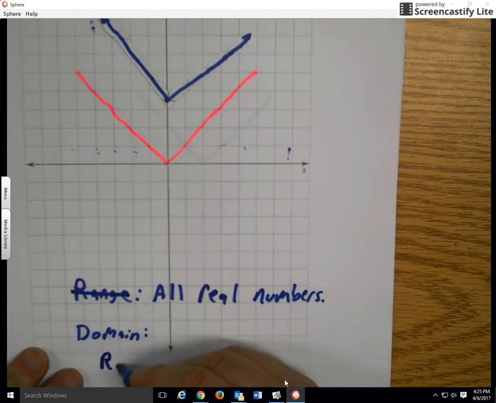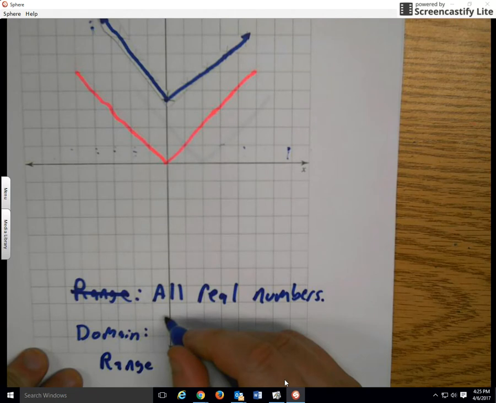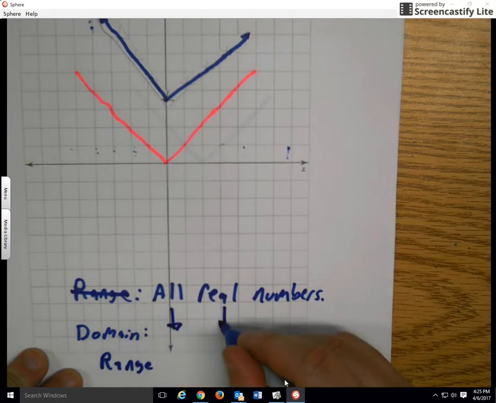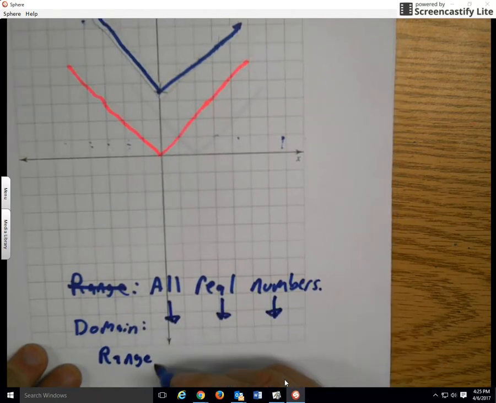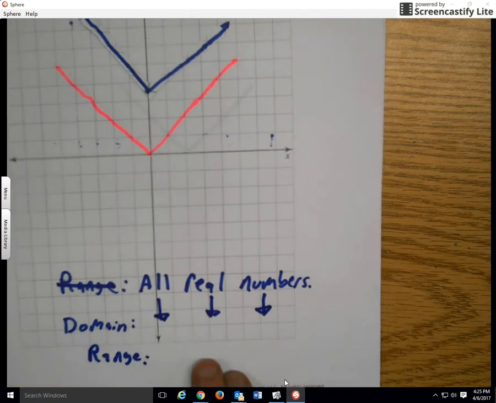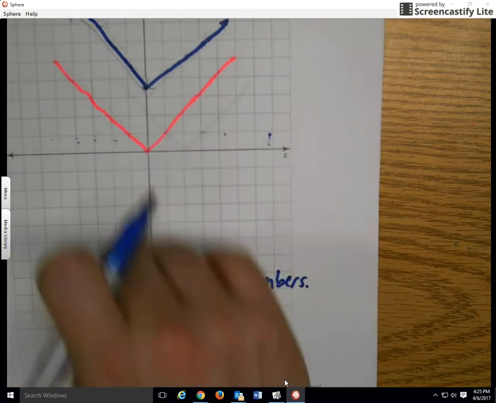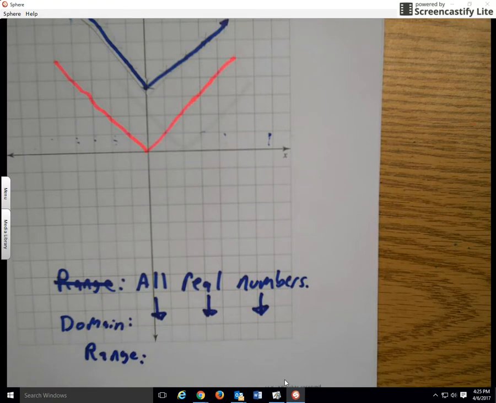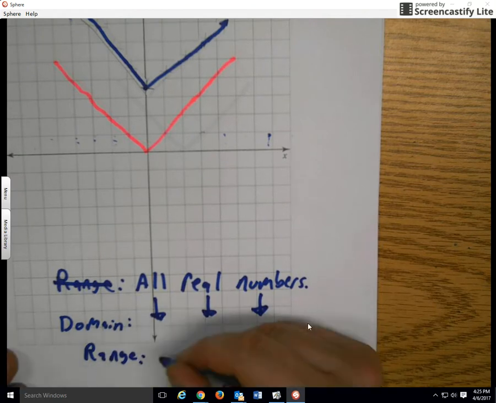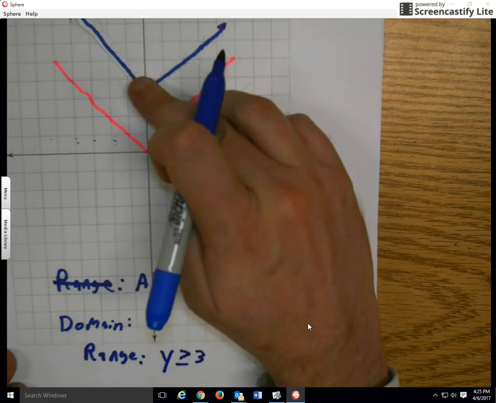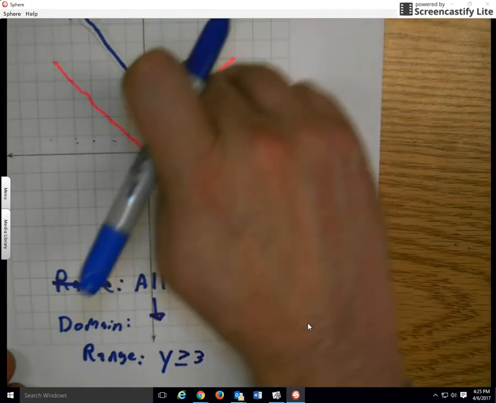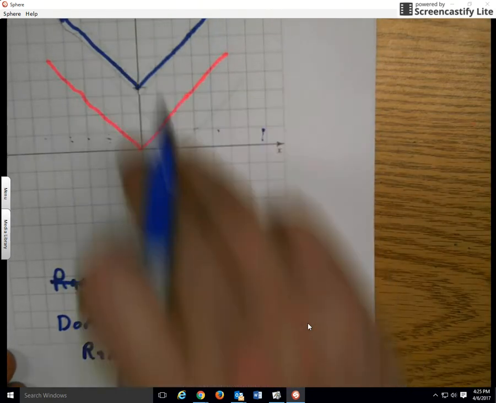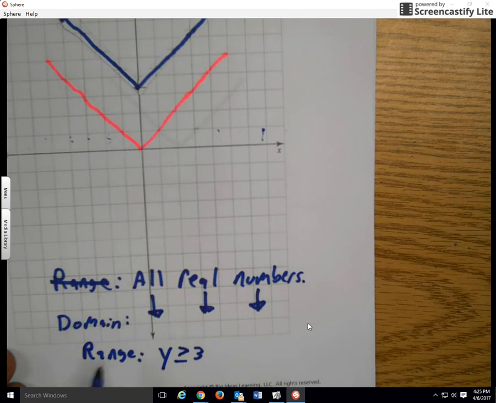The range, well, notice that for the y value, the range is not all real numbers, but y would be greater than or equal to 3 because it starts at 3 and then it goes up from there. So the domain would be all real numbers and the range would be greater than or equal to 3.